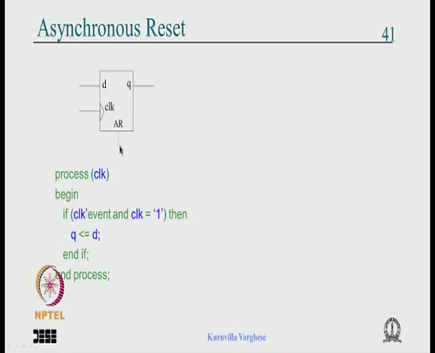So if you assert this, the Q becomes 0, and it has priority over the clock. Anytime this is asserted, the Q becomes 0. If it is 0, then it operates like a normal flip flop. If clock comes, D gets to Q. So let us think how to incorporate that in this code, with reasonable behavior.